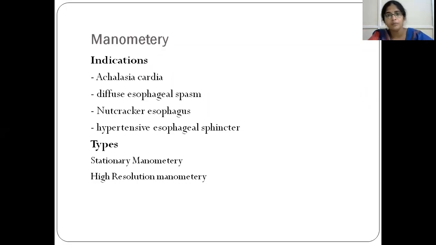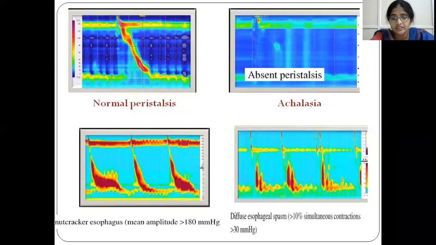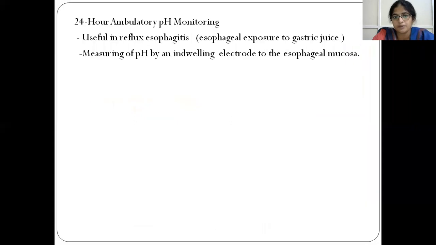So indications of the manometry are achalasia cardia, diffuse esophageal spasm, nutcracker esophagus, and hypertensive esophageal sphincters. What are the types of manometry? Stationary manometry and high resolution manometry. These are the images showing that pressures. First is normal peristalsis. Second one is absent peristalsis, that is achalasia cardia. The third one is nutcracker esophagus. Fourth one is diffuse esophageal spasms.